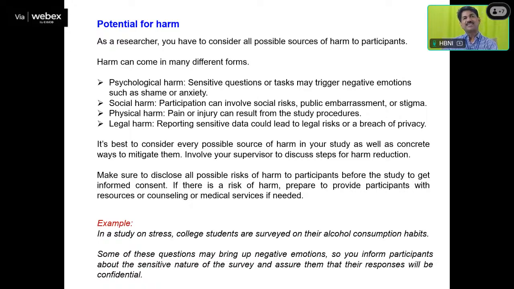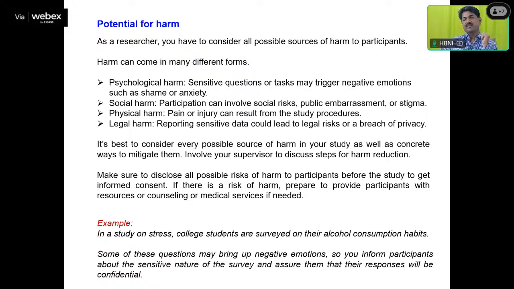So I'll just repeat this potential to harm I was telling. As a researcher, we have to consider all possible sources that can harm the participants. We'll try that this harm should be as low as possible. Harm can come in many different forms. First one I have mentioned, the psychological harm. Sensitive questions or tasks may trigger negative emotions such as shame and anxiety.